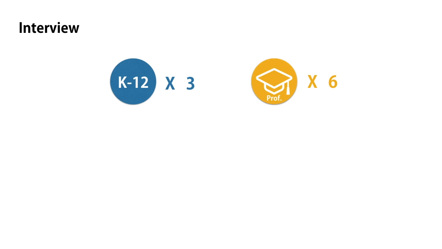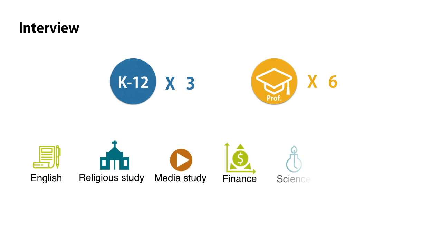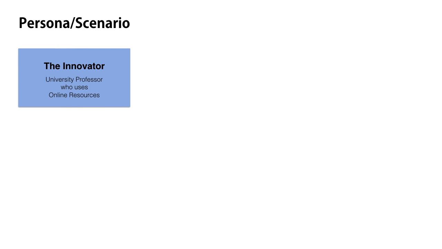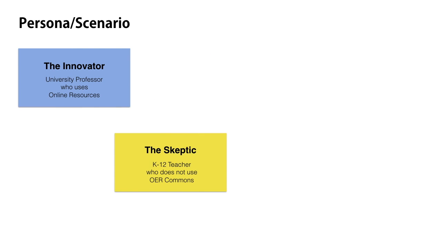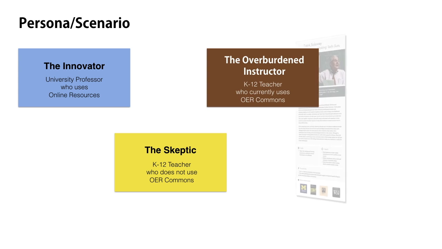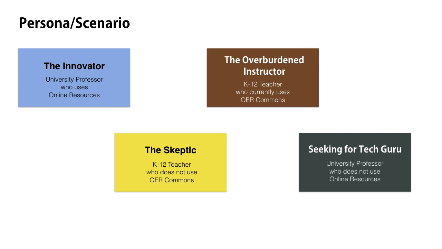The interviewees included K-12 educators and university professors from across the US, each with different teaching experience. Through these interviews, we identified common themes that we then used to construct 4 distinct personas. These included the innovator, the skeptic, the overburdened instructor, and the old school professor in need of tech support. These personas allowed us to better understand both the educational space and the characteristics of OER Commons' target population.